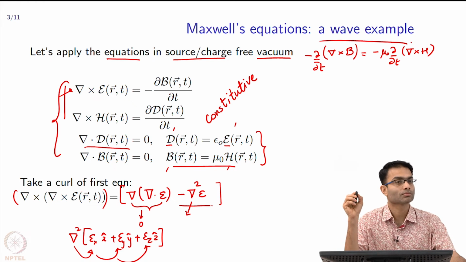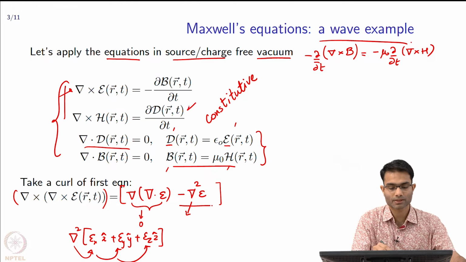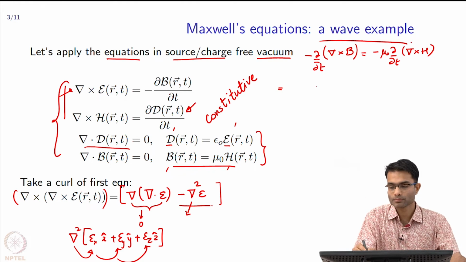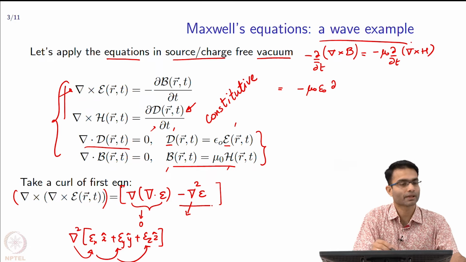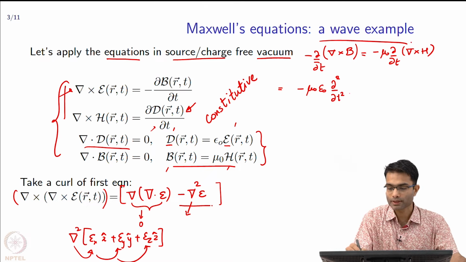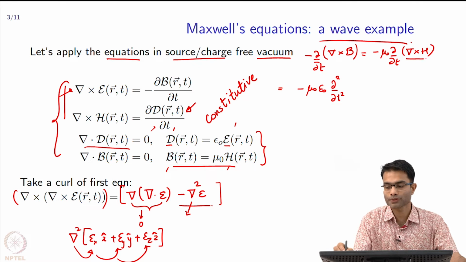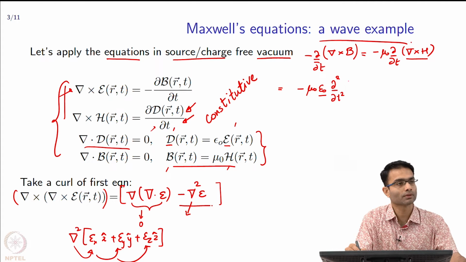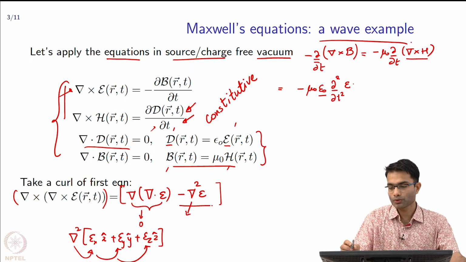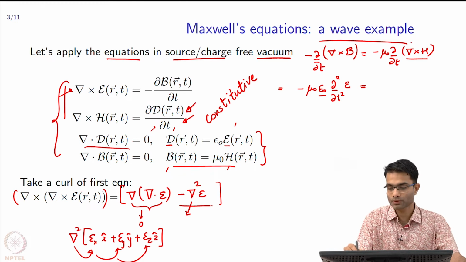Now, del cross H I know, right? Del cross H is related by this equation over here. So this expression will become minus mu naught epsilon naught. One derivative will come from the second equation, so this becomes del squared by del t squared. What am I left with? I am substituting del cross H as del D by del t, and D is epsilon E. So that epsilon naught came out over here. What am I left with? E, exactly. So this is the right hand side, and it is equal to the left hand side over here, del squared E.